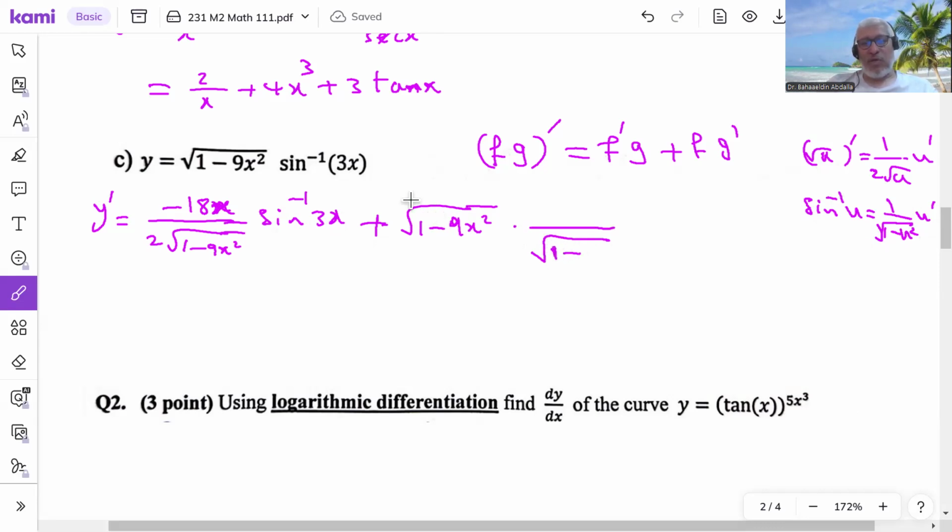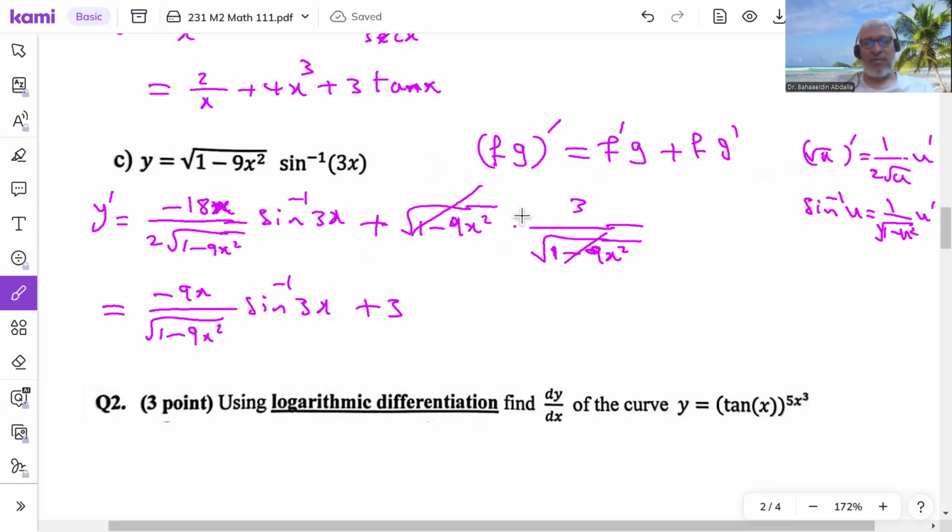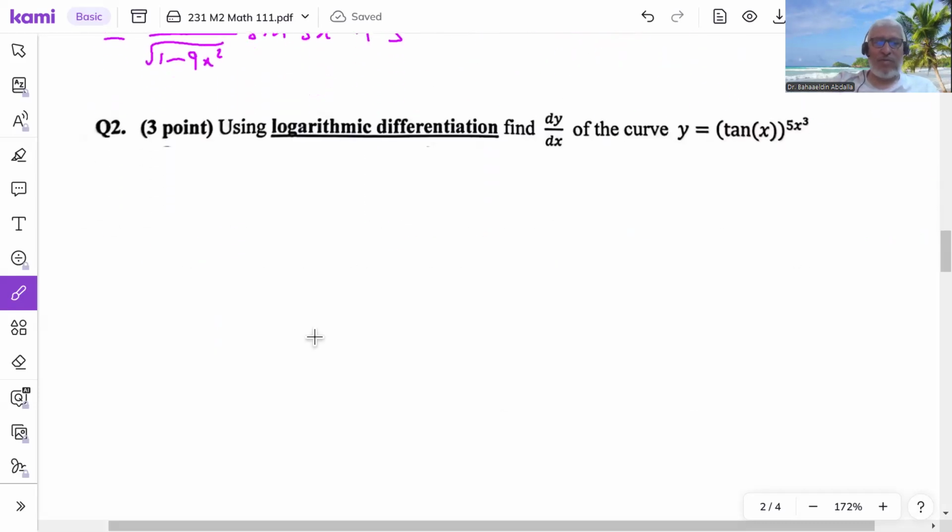What is u? u is 3x. So u squared would be 9x squared. If you square 3x, you will have 9x squared. Times u prime. What is u? 3x. The derivative of 3x is 3. So that's the answer. You see that this is cancelled with this one, and you can write the final answer. 18 divided by 2 is 9. So you can write it negative 9x over square root of 1 minus 9x squared times sine inverse 3x plus 3. So that would be the final answer.